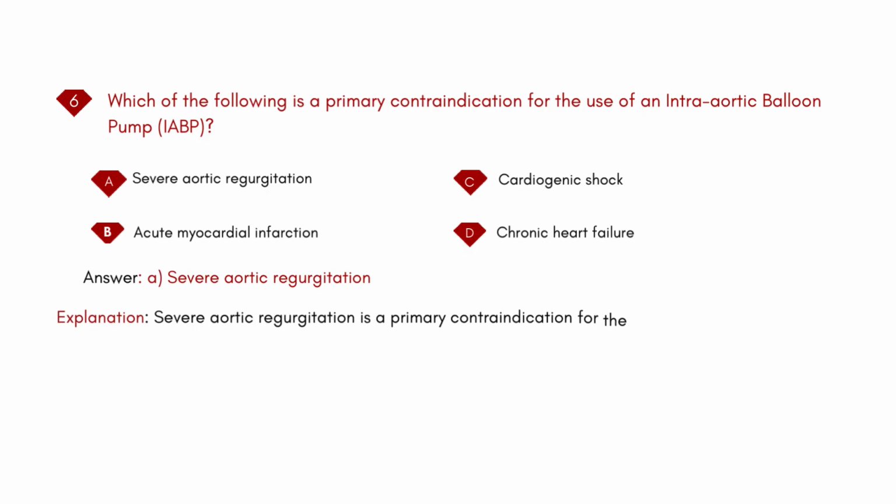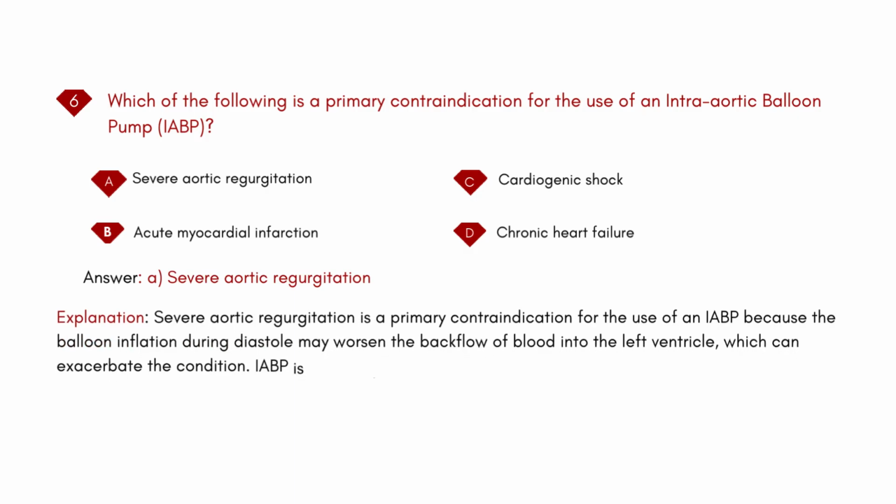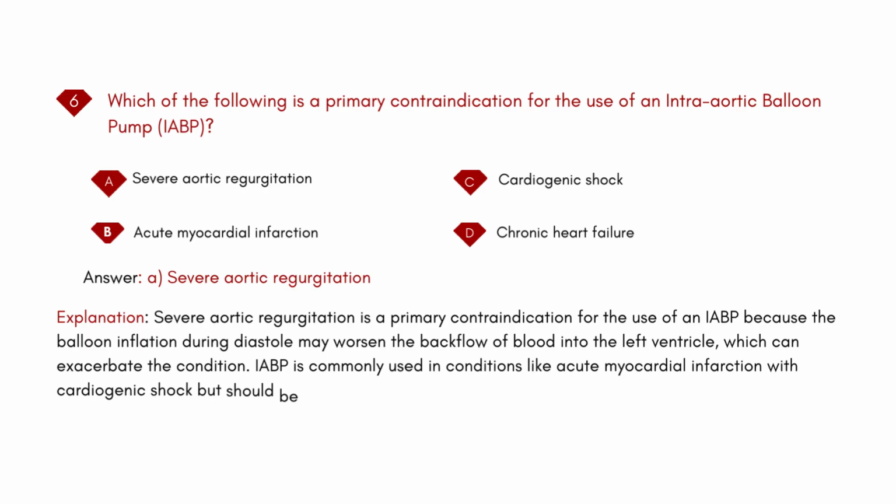Explanation: severe aortic regurgitation is a primary contraindication for the use of an IABP because the balloon inflation during diastole may worsen the backflow of blood into the left ventricle, which can exacerbate the condition. IABP is commonly used in conditions like acute myocardial infarction with cardiogenic shock but should be avoided in patients with severe aortic regurgitation.